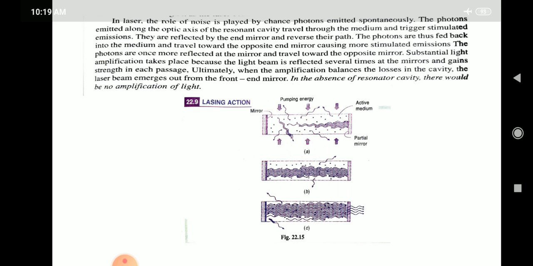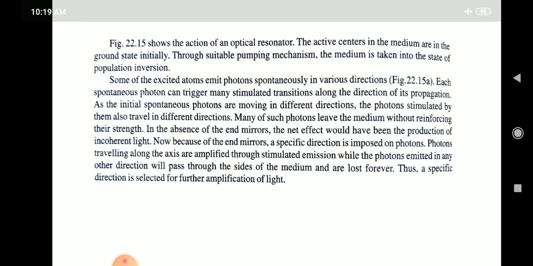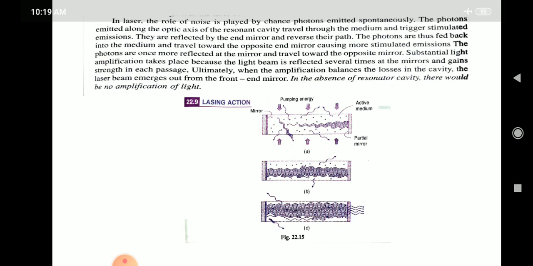Substantial light amplification takes place because the light beam is reflected several times at the mirrors and gains strength in each pass. Ultimately, when the amplification balances the losses in the cavity, the laser beam emerges out from the front end mirror. In the absence of the resonator cavity, there would be no amplification of the light. This is the process by which the light amplification takes place.